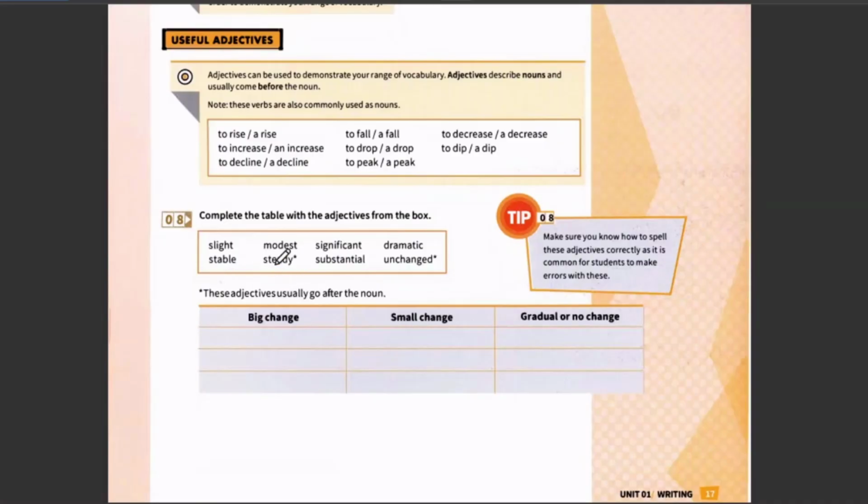So for number 8, we have been given 8 words, and each of these words represents a big change or a small change or a gradual change. So in a chart or a graph, when there is a big change, there are certain adjectives that should be used. When we see a small change in the graph, we should use some other words. And when we see a constant state, that is a gradual state or a no change state, we have to use some other adjectives. So let's see which of the adjectives match which of the situations. Okay, so we have slight, modest, significant, dramatic, stable, steady, substantial, and unchanged.